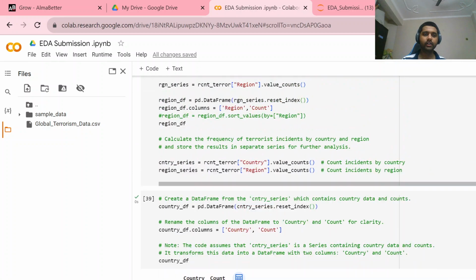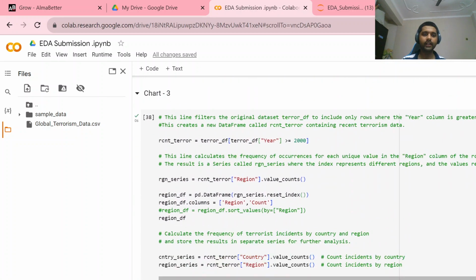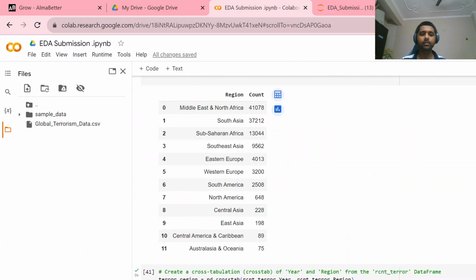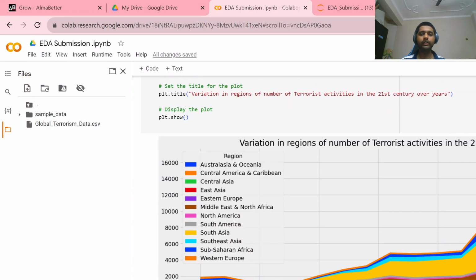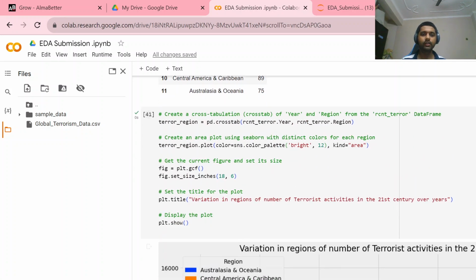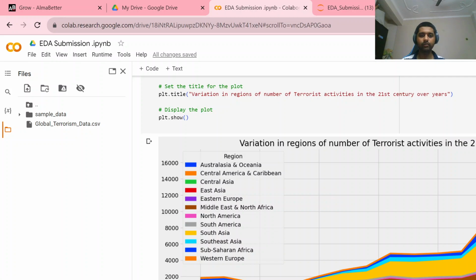In the third type of chart, we are looking at how many attacks occurred according to the region and to the countries. We plot an area plot here, as we can see in the code, across recent years. The kind of plot is an area plot, and we choose the palette here, bright.